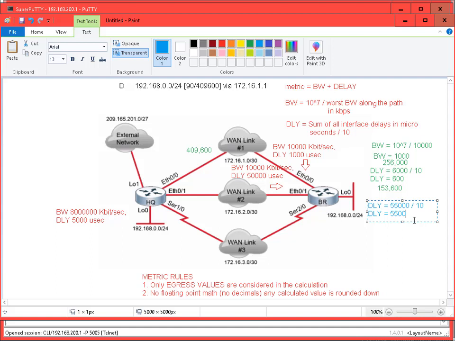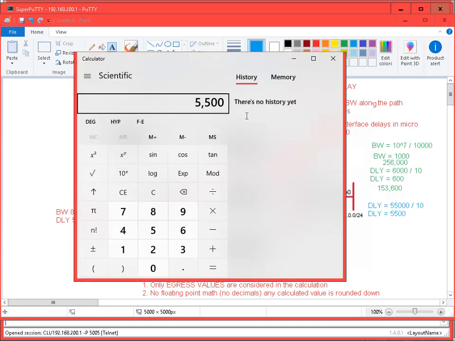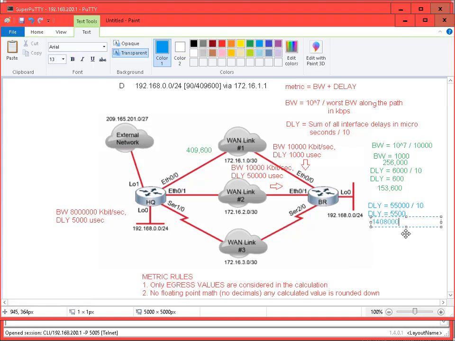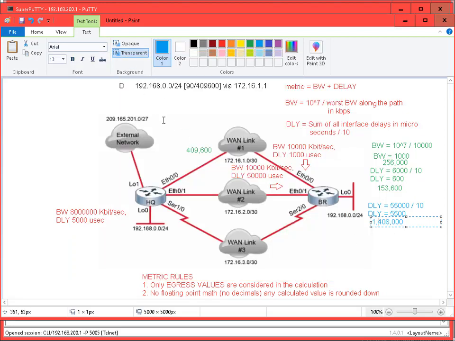So far, so good? All right, so we go ahead and do our calculation then. I take my 5,500 times 256, and I get 1,408,000. We'll put that number down here, which means that in this case, the metric for this path should be that 1,408,000 plus the 256,000, which is 1,664,000. So I'm going to go ahead and put that in for this path. This is the metric for this path here.